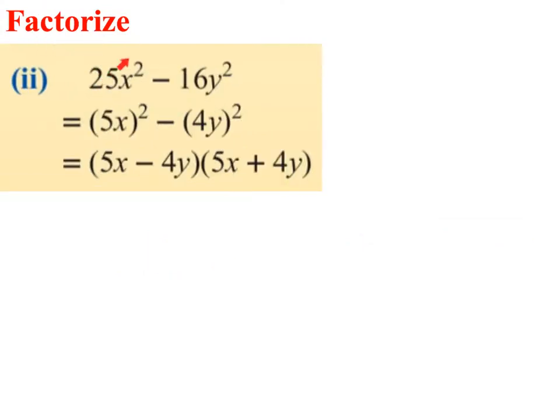Factorize 25x squared minus 16y squared. So the first thing we would do is try the HCF. There's no number that will divide into 25 and 16, and there's no letter common either. So we can't use the HCF method. Hopefully you would notice that 25 is a square number, x squared is a square number, 16 is a square number, and y squared is a square number. And there's a minus in between. So we're going to use the difference of two squares.